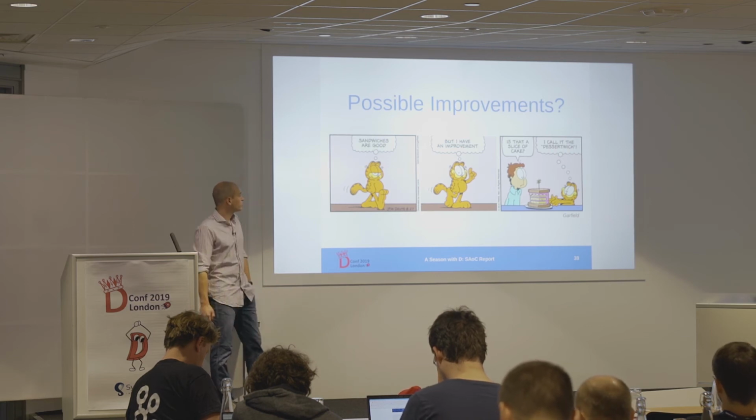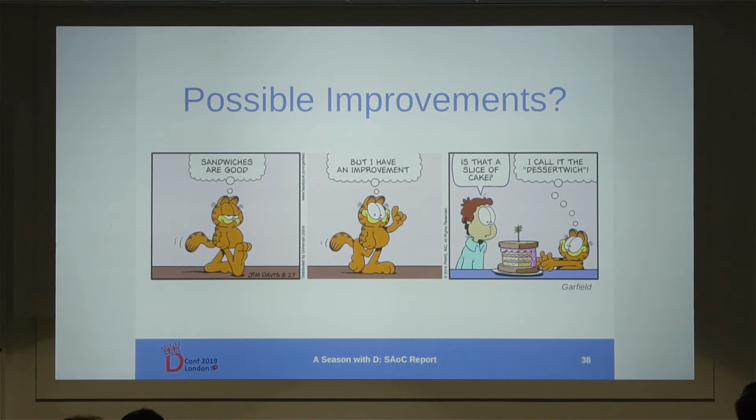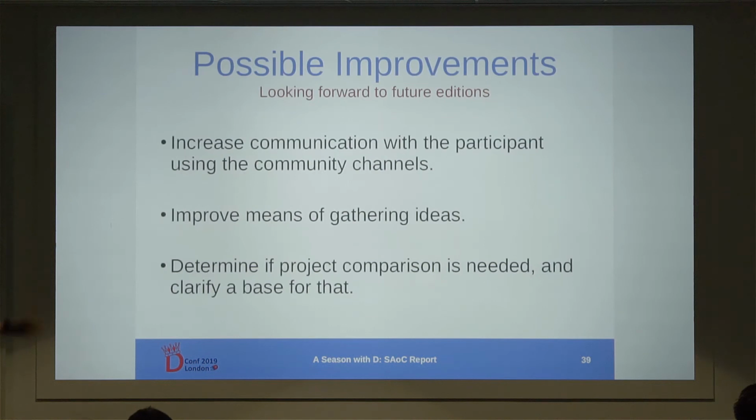So how can we improve that? We could build something like a desert switch, but that's not the point. The point is that we have to do, in my opinion, three things. We have to increase communication a little bit. We have to improve means of gathering ideas, especially because sometimes the wiki pages are not sufficient, sometimes they're not updated, sometimes they're not all that they could be. And we have to determine if and when an actual project comparison between the participants is needed.